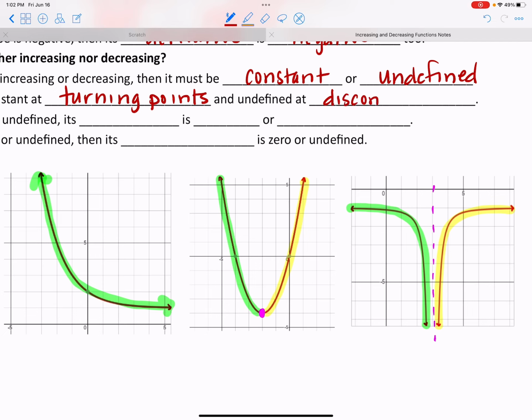So these discontinuities, these turning points, discontinuity, too much to spell and try to think and talk at the same time. These turning points and discontinuities are going to be places where we change from increasing to decreasing, or vice versa, or we just have to separate intervals because we don't have a continuous piece of graph.